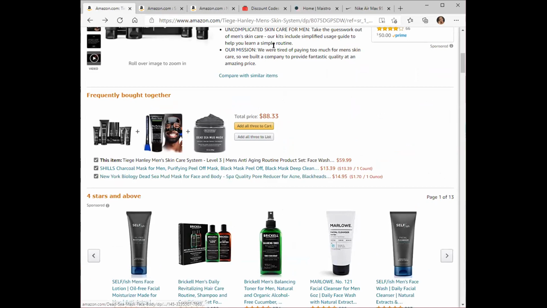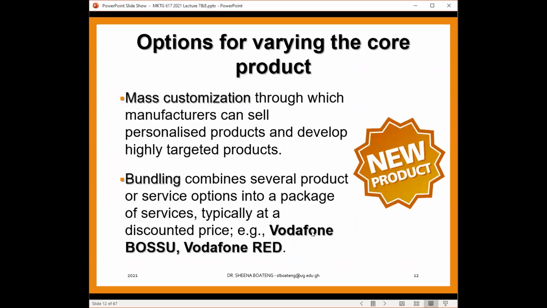So this is a typical example of the product bundling that we are talking about, where companies who are marketing different products online will sometimes put different items together and offer them at a discounted price. And sometimes you realize that people will generally not buy some of these items on their own. But when they come together as a bundle with other items that they need, they would go ahead and buy it together because of the savings that they perceive that they will be making, right? So that is for bundling.